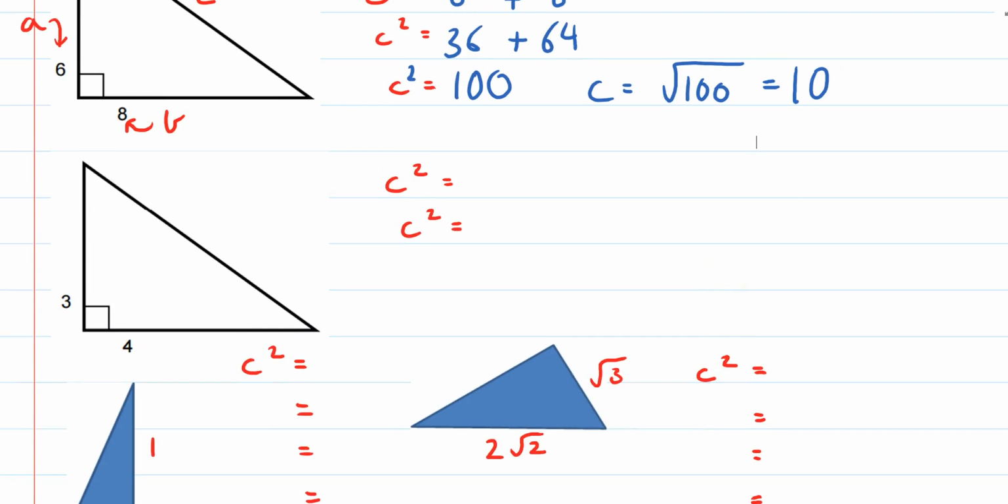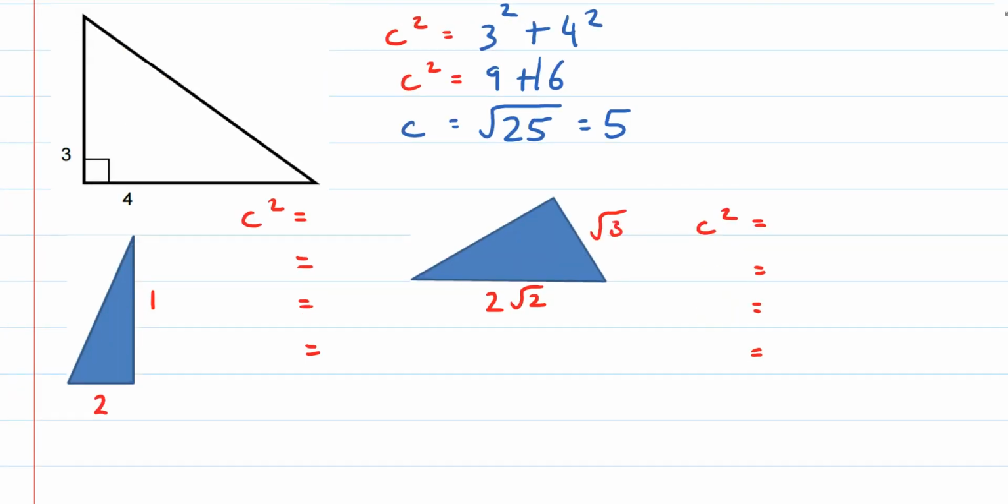So here we've got 3 and 4 as our sides. Doesn't matter which way we go, but I'm just going to go with 3 squared plus 4 squared, which is 9 plus 16. Which is the same as the square root of those values added together, 25, which is just 5.